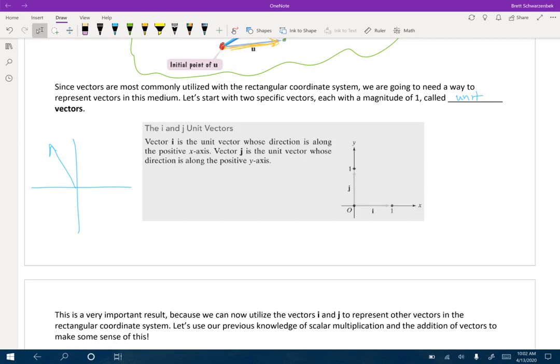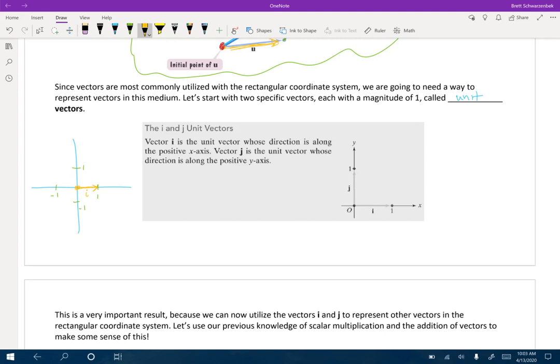So let's say we looked at this coordinate system right here, our typical one, with 1, 1, negative 1, negative 1. If we took the vector from the origin in the direction of the positive x-axis to the number 1, this is called a unit vector because it has a length of 1, a magnitude of 1, and we call it specifically i. And by the way, this is not i as in the imaginary number i.